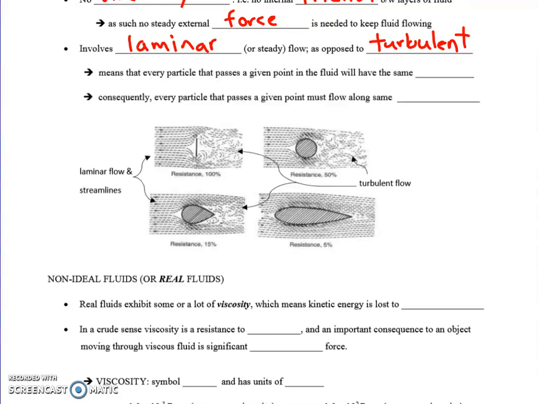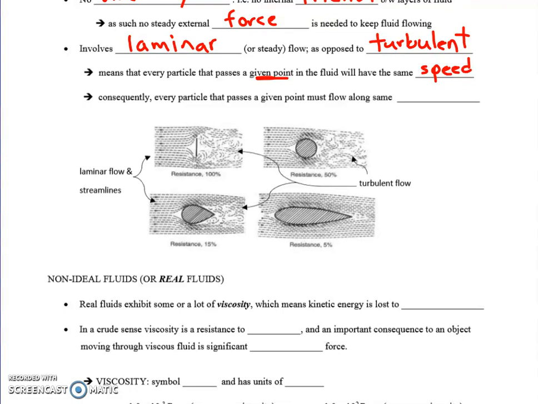So laminar, another way of looking at it, means that every particle that passes a given point, and that's important, a given point in the fluid will have the same speed. It does not mean every particle in the fluid has the same speed. That's a subtle distinction. In a fluid, you can have differential speed. Imagine water's flowing in a stream and it encounters a rock. The speed of the water in and near the rock is going to be different than the speed far away from the rock. That's not a contradiction of laminar.